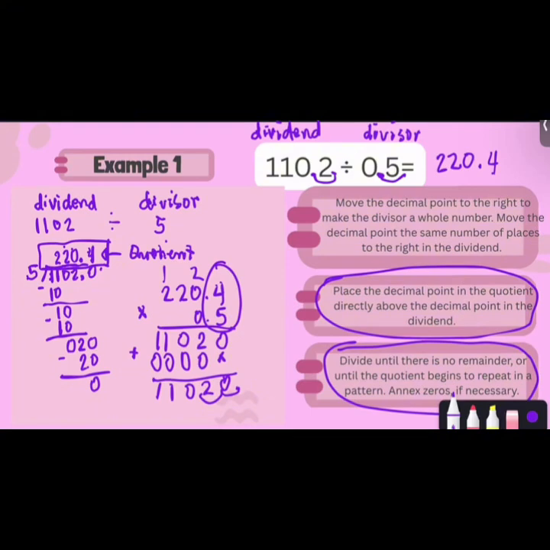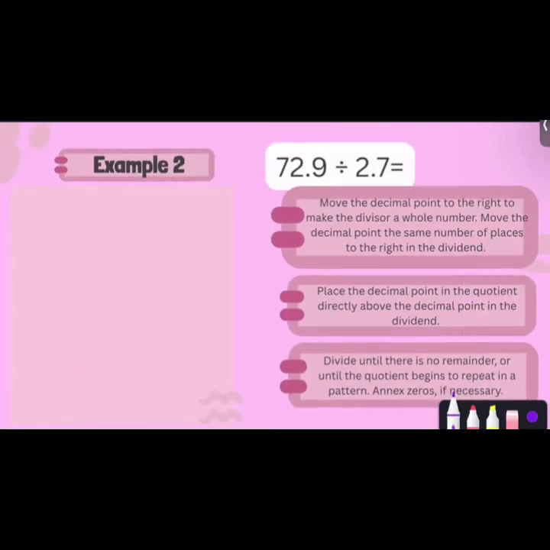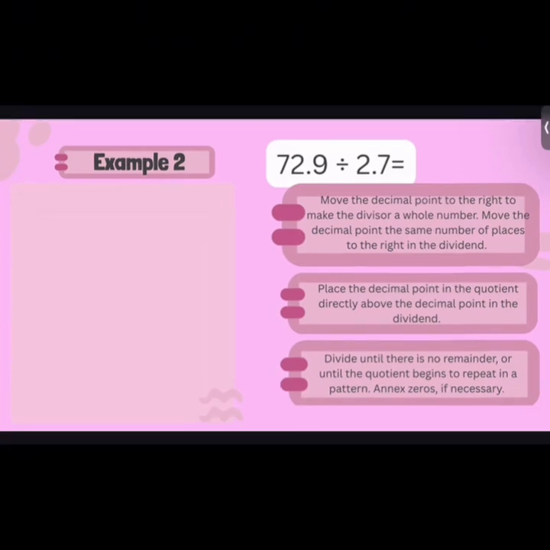Now, let's proceed with our example number 2. For our example number 2, we have 72 and 9 tenths divided by 2 and 7 tenths. So first, we are going to move the decimal point to the right to make the divisor a whole number. So therefore, this is our divisor, the decimal point. We will move it to the right one place.